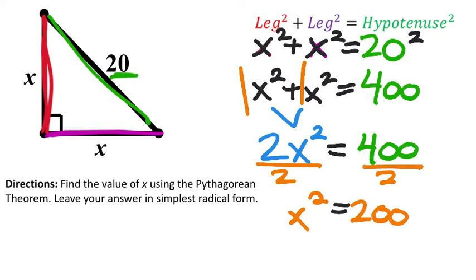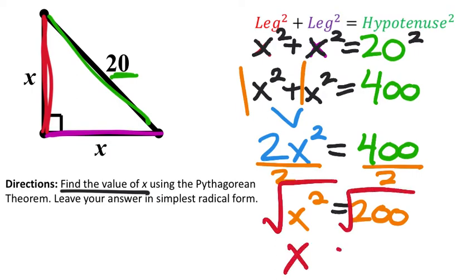But we just want one of those x's, because that's what it said right here, right? Find the value of x. So I'd say, well, let's just square root this business right here. That'll give me just the x, because remember, the power of 2 and the square root will essentially undo each other. So square root of 200 would be 10 times square root of 2.